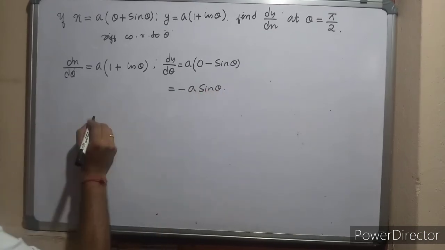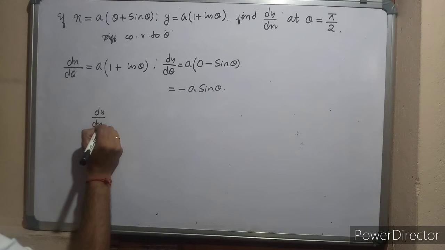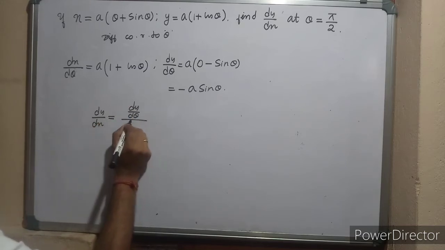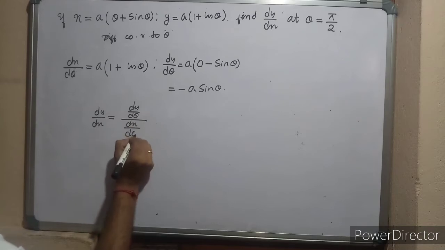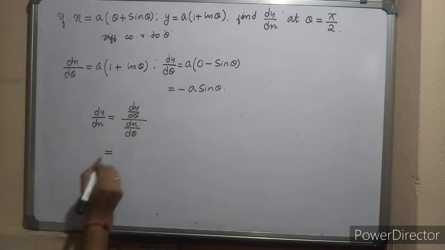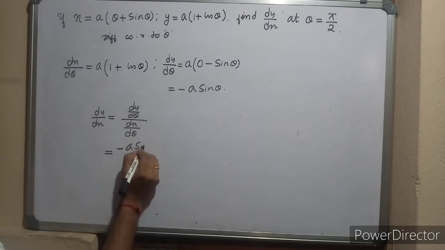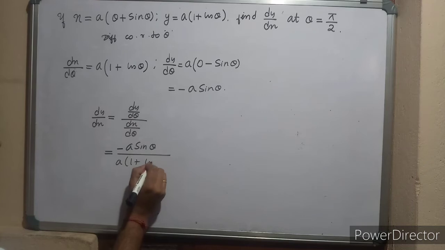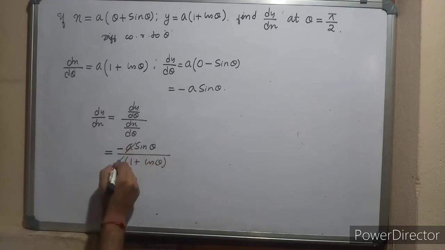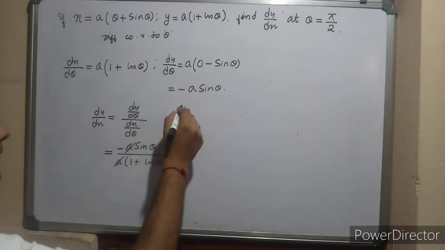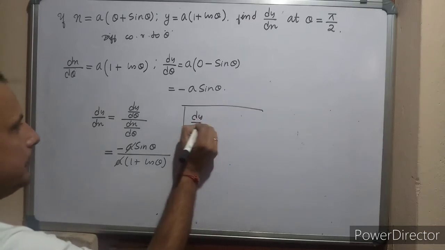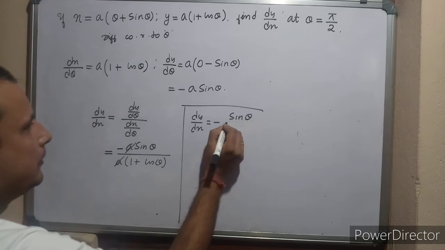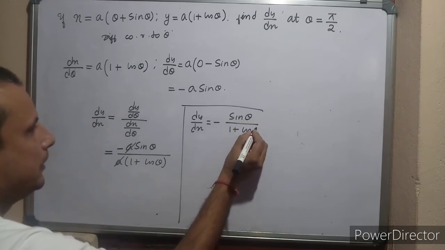After the derivatives, now we'll calculate dy upon dx. dy upon dx is given by dy by d theta over dx by d theta. Now substitute the values. dy by d theta is minus a sine theta over a into 1 plus cos theta. This a and this a get cancelled. Now we have the value of dy over dx as minus sine theta over 1 plus cos theta.